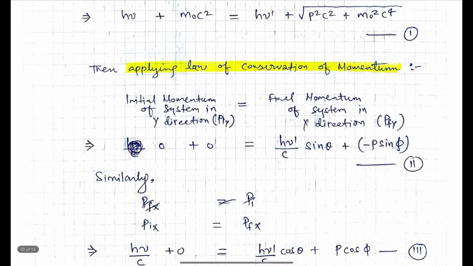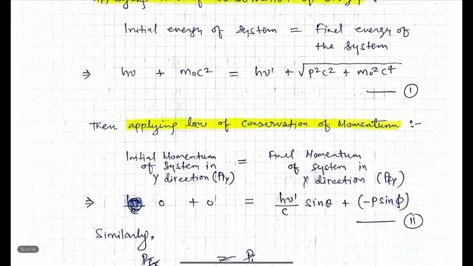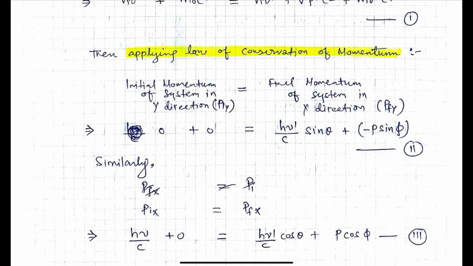Now you will also apply the conservation of momentum, and we know that momentum is a kind of vector quantity, so we will apply it in the y direction and then in the x direction. We know that in the y direction there is no momentum for the incident photon because the photon is moving along the x direction. This is x, this is y. So there is no momentum for the photon in the y direction, and the electron is obviously at rest, so in both directions there will be no momentum for the electron.